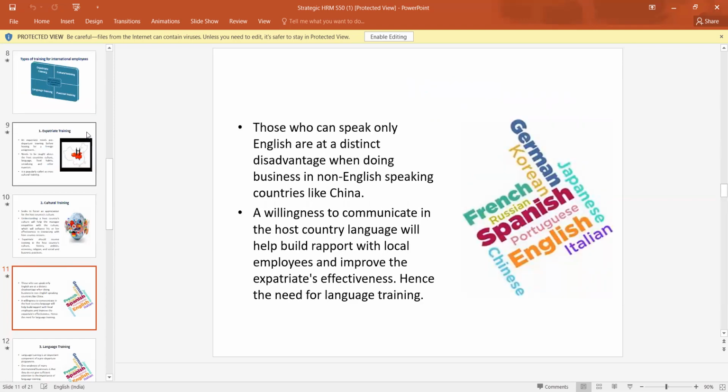Those who can speak only English are at a distinct disadvantage when doing business in non-English speaking countries like China. A willingness to communicate in the host country's language will help build rapport with the local employees and improve the expatriate's effectiveness. Hence the need for language training.